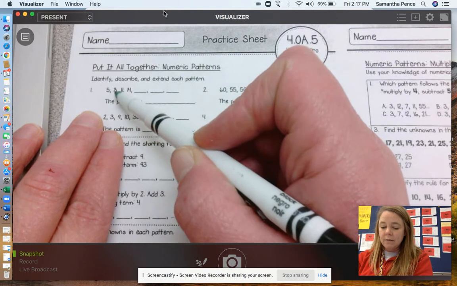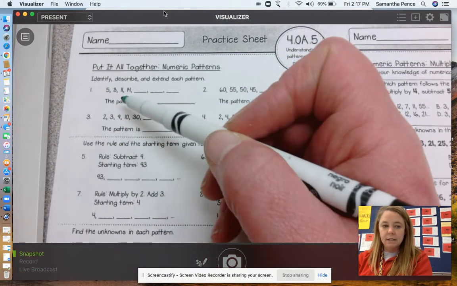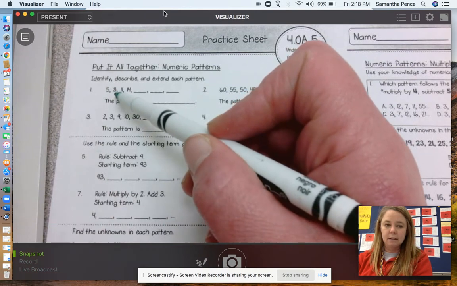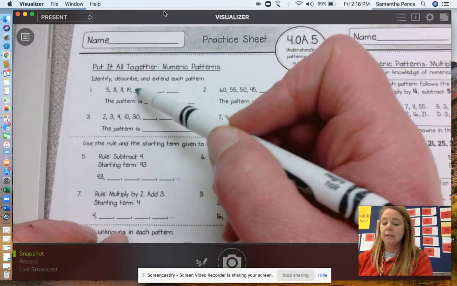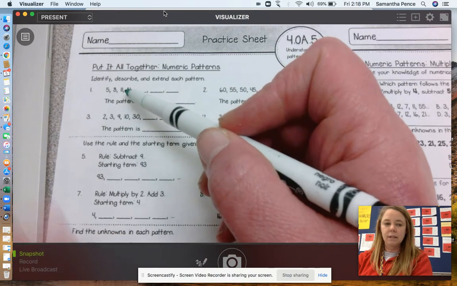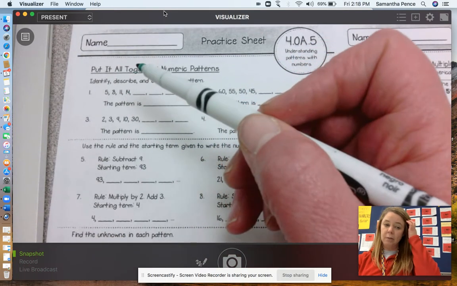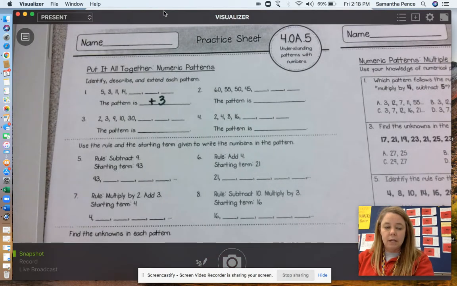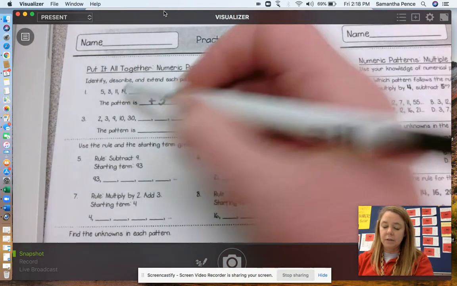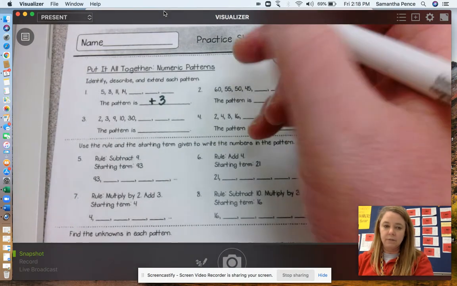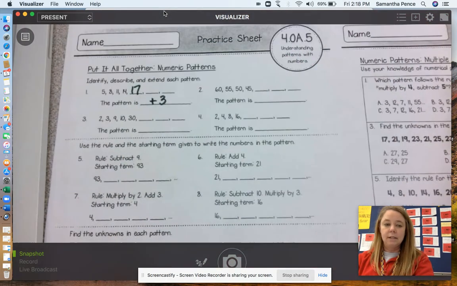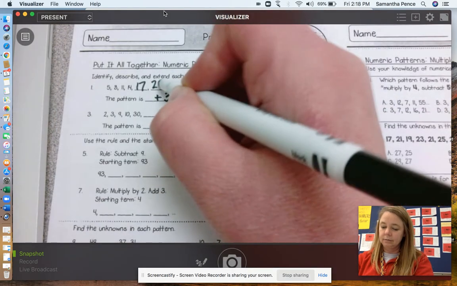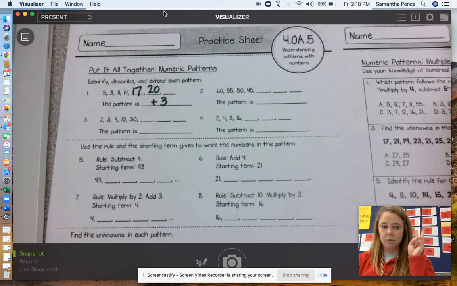5, how would I get from 5 to 8? Well, I'm going to count up 5, 6, 7, 8 by 3. I would add 3. Let's see if that works from 8 to 11. 8, 9, 10, 11. Yes. 11, 12, 13, 14. Add 3. It's 14. Yep. So our pattern must be we're adding 3 every time. So let's extend the pattern. So 14 plus 3, 14, 15, 16, 17. 17 plus 3, 17, 18, 19, 20. 20 plus 3, 21, 22, 23.